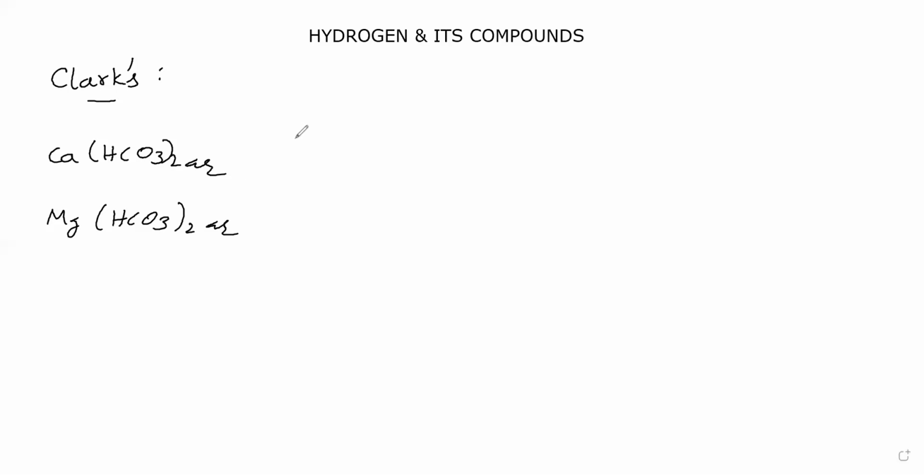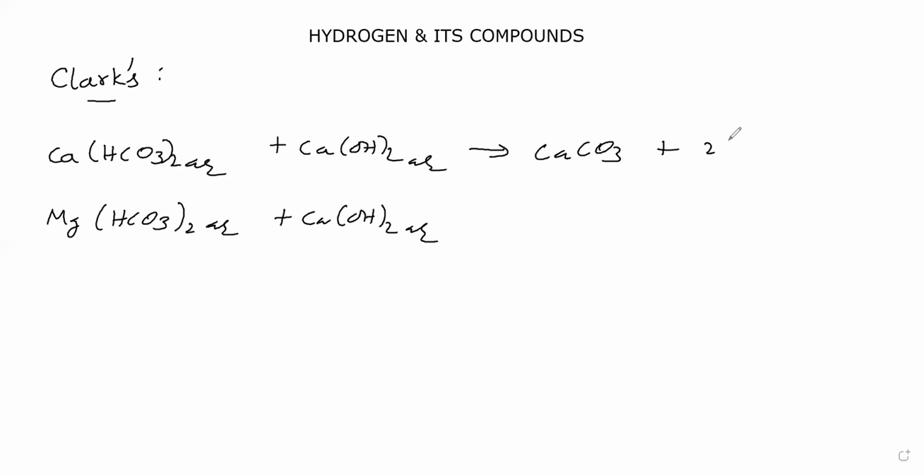To this, let us add a calculated quantity of milk of lime. Now this calcium takes carbonate and becomes calcium carbonate. This OH minus takes this H plus and becomes water. So calcium carbonate is precipitated here. In this one, magnesium takes hydroxide and becomes magnesium hydroxide precipitate. Calcium takes carbonate and becomes calcium carbonate precipitate.